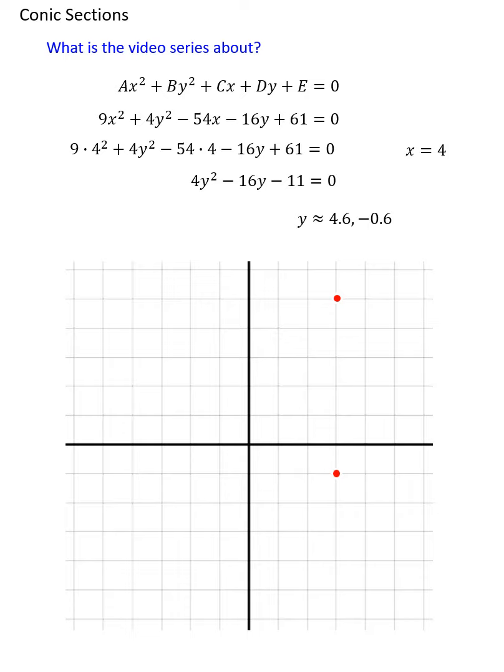But what does this mean? It means when x is 4, there are 2 different y values that can satisfy this equation. And there they are, the point (4, 4.6) on top, and (4, -0.6) on the bottom. And it seems as though anytime I plug in an x value, for this particular conic section anyways, that I get 2 y values. That needn't always be the case, but so far that has happened.